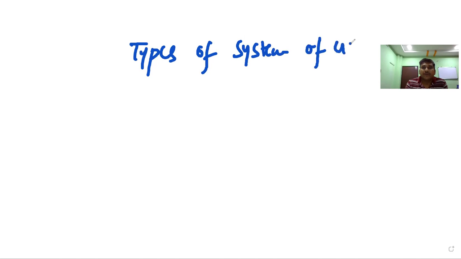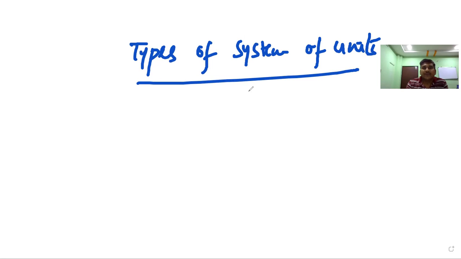Once again, in this session, let us see how to convert the units of one physical quantity into the other. Before that, let us see the types of system of units. Types of system of units.